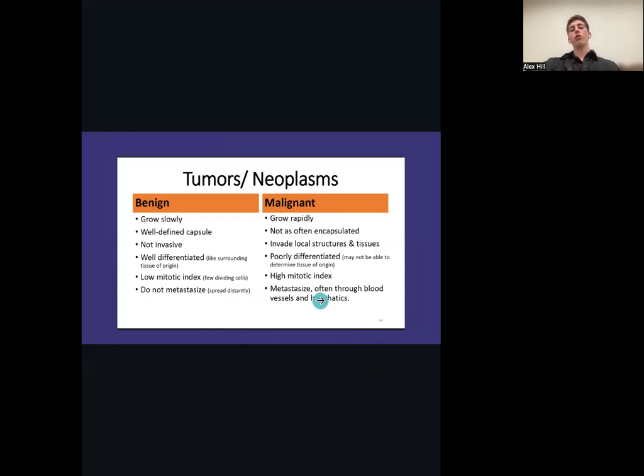And a malignant tumor is typically considered to be worse. Can benign tumors kill somebody? Yes, of course. But malignant tumors grow rapidly. They're not as often encapsulated. They invade local structures and tissues. They're poorly differentiated. They have a high mitotic index, and they metastasize often through blood vessels and lymphatics.